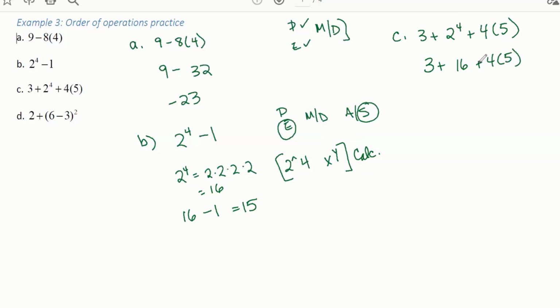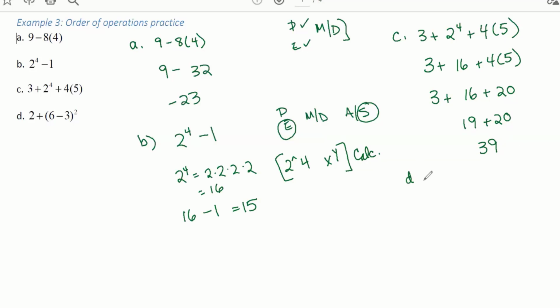Now we have addition, addition, and multiplication. We do the multiplication first. So 3 plus 16 plus, and 4 times 5 is 20. And now we just have addition. We do from left to right. 3 plus 16 is 19, and 19 plus 20 is 39.